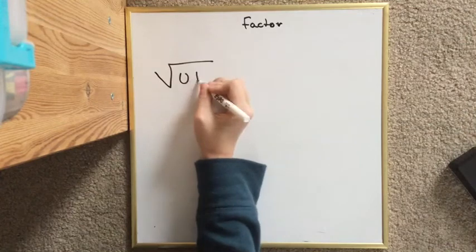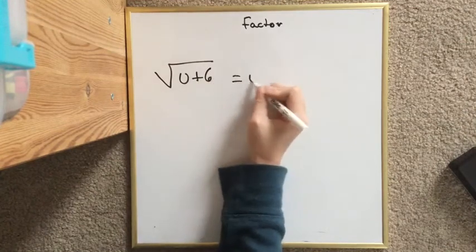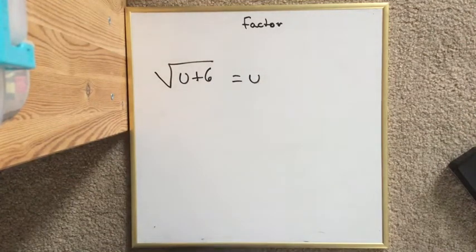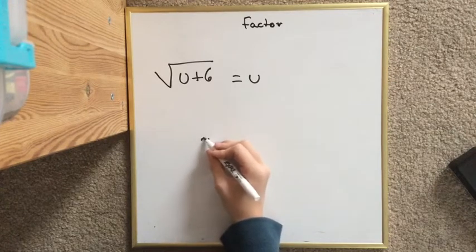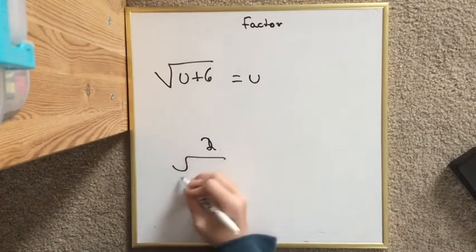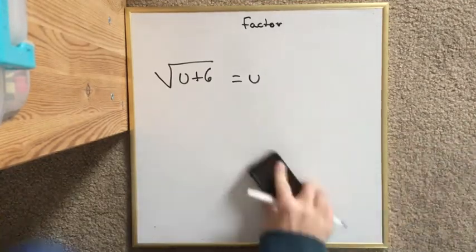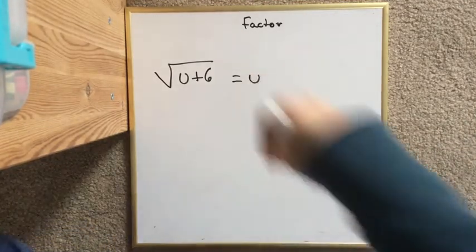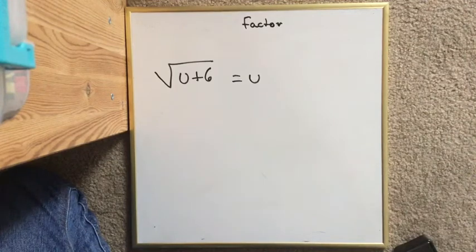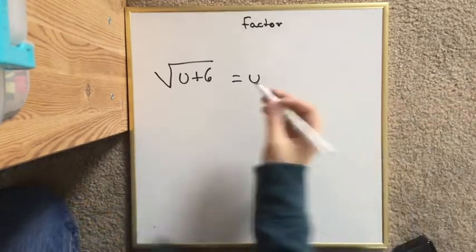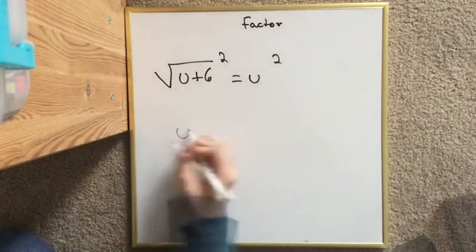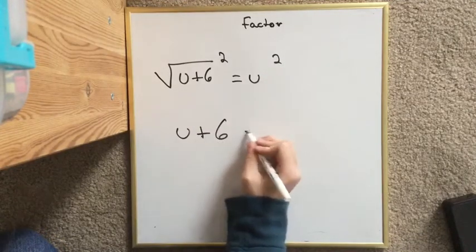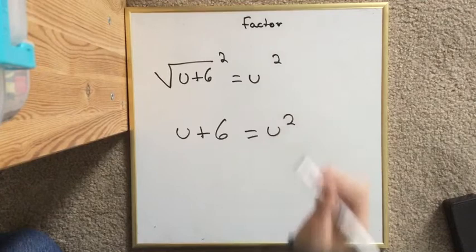So this is where we might get one where an answer does not work for x. Let's say we had root of u plus 6 equals u. Now, how is this a factoring equation? Well, if you watched my last video, you would know that the square root and squared are opposite functions. So to get rid of this square root sign, we have to square it. But what we do to one side of the equation, we must do to both. So we get u plus 6, because the square root's gone, equals u squared.